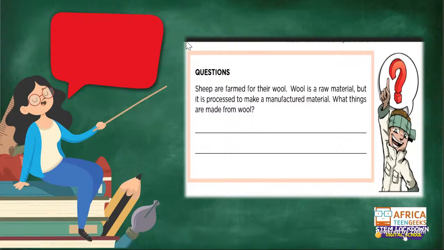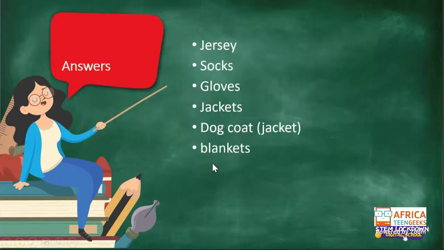So I like the nice examples that you guys are giving and providing. Let's see the examples that I have. So from the wool that comes from the sheep, we can get the following. We can get jerseys, we can get socks, we can get gloves, we can get jackets. Yes, some jackets are made up from wool.